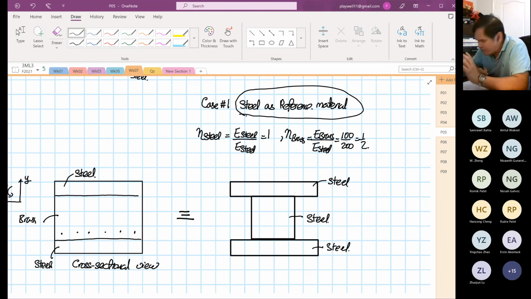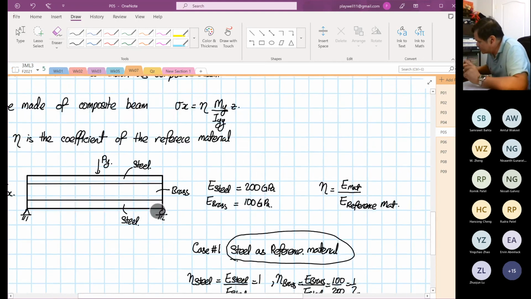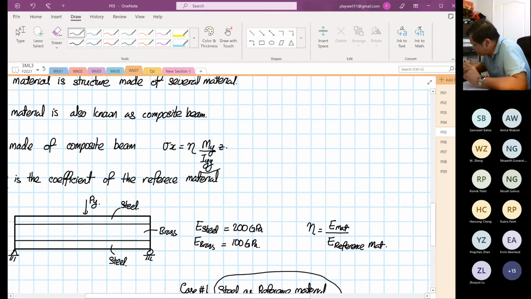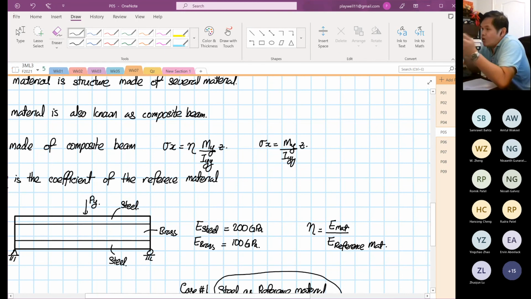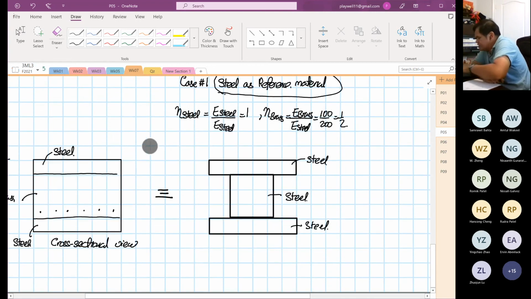Someone asked, why do we do this? We do this because the original formula that I circled, stress is equal to My over Iyy multiplied by Z, is only capable of handling non-composite material. We put a coefficient in front so that it will handle composite material. How does it do it? It reduces the width. The height did not change.